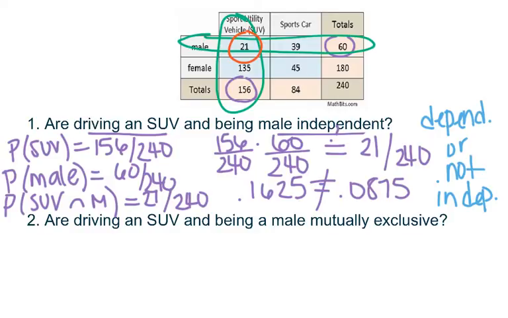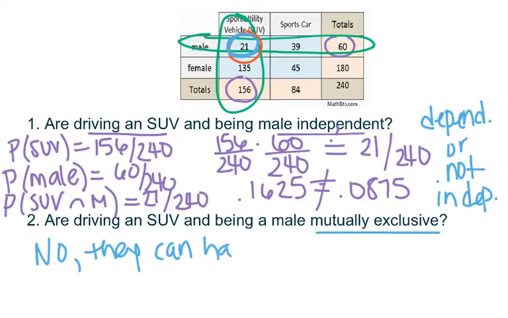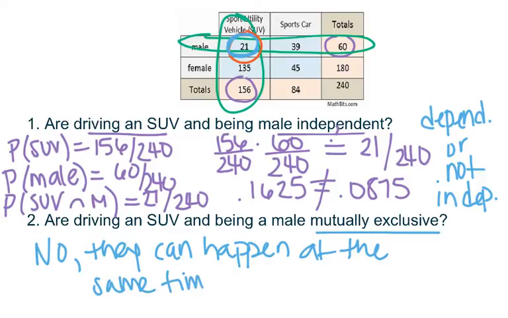So the second question says, are driving an SUV and being male mutually exclusive? So mutually exclusive is the same thing as disjoint. Those are synonyms. That is just really asking, can they happen at the same time? Well, since there are 21 men in this study who drive SUVs, then certainly they can happen at the same time. So we say no, they can happen at the same time. So there's really no math that needs to be done here. It's sort of common sense, or you can just use what's in the table. Since there's no reason why a man can't drive an SUV, then they are not mutually exclusive. So that's an example of doing it from a table.